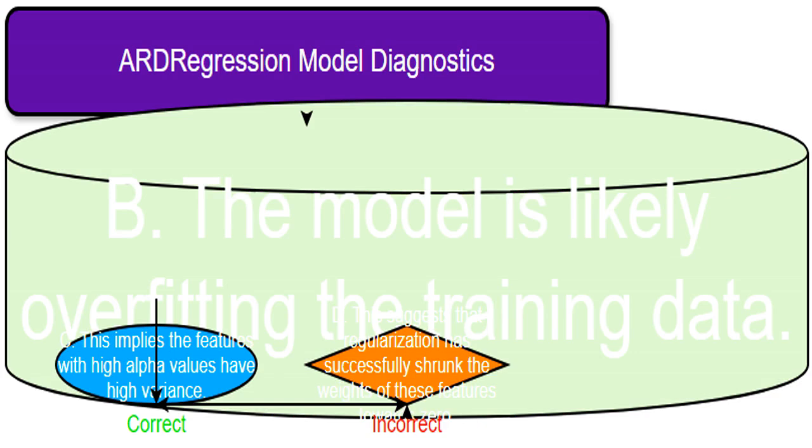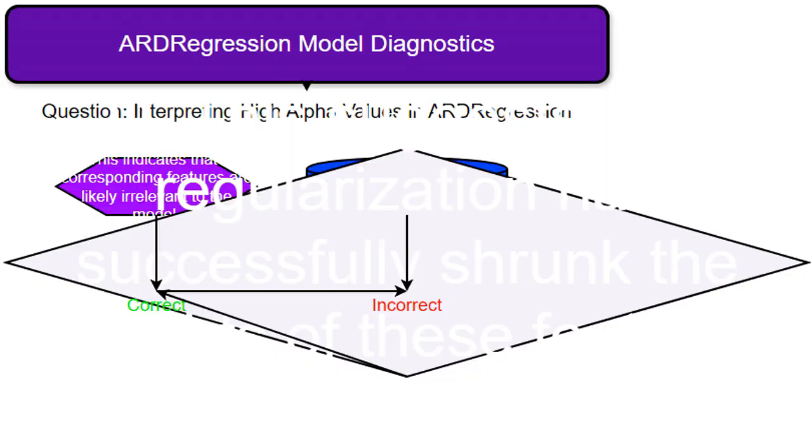Overfitting happens when your model learns the training data too well, including the noise, and doesn't generalize well to new data. High alpha values do the opposite. They mean we're shrinking the importance of certain features, preventing them from overfitting the data to noise. That's like saying, hey, these features are pretty noisy. Let's not rely on them too much. It's a good thing. This is correct.